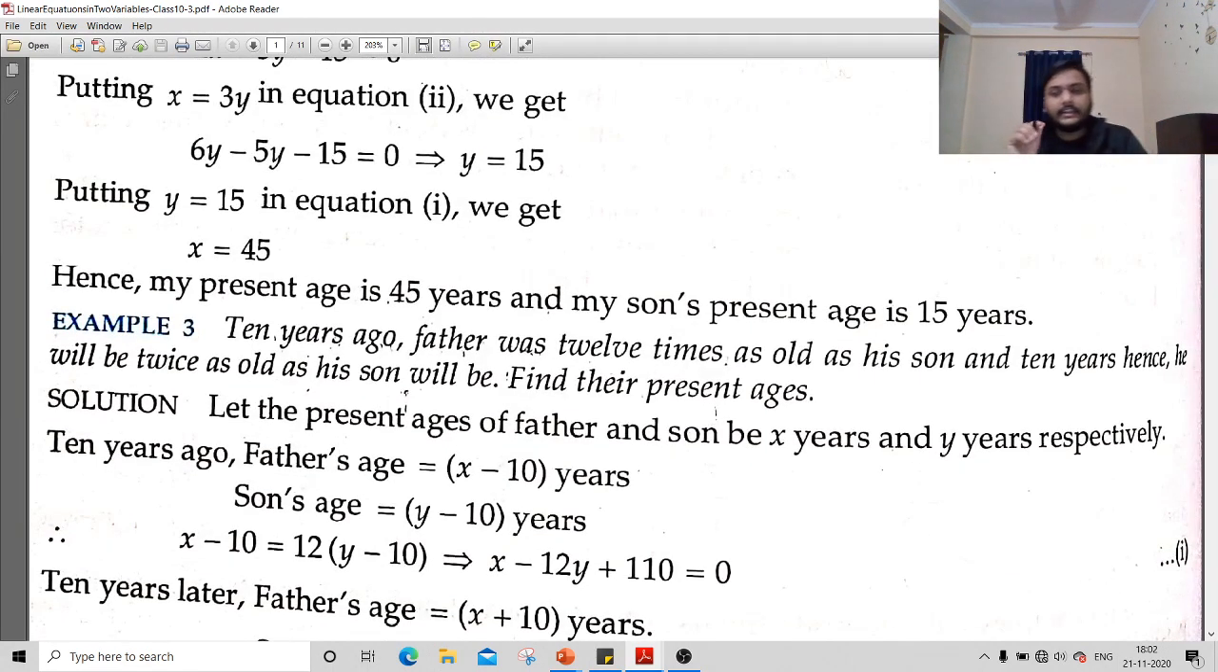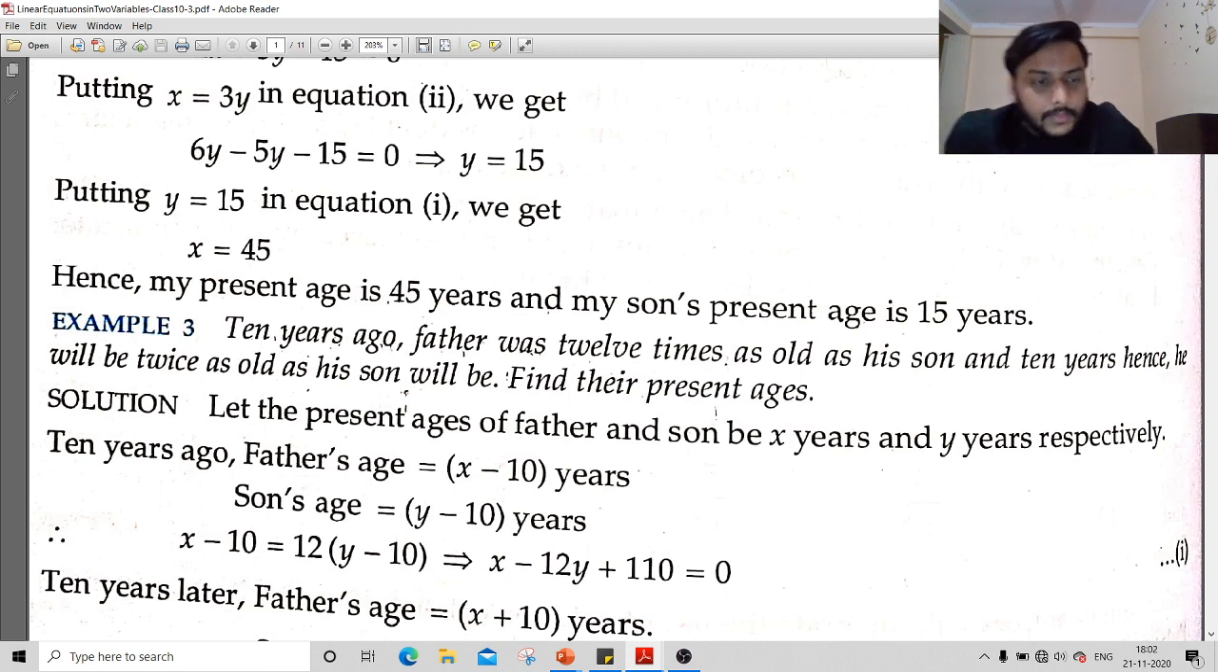So I'm saying 10 years ago, father was 12 times as old as his son, and 10 years hence he will be twice as old as his son will be. Find their ages. Very simple guys, बहुत आसान है. सबसे पहले क्या करते हैं? I will be assuming the age of my father to be x, and I will be assuming the age of the son to be y. Father की age x and son की age y, I assume.